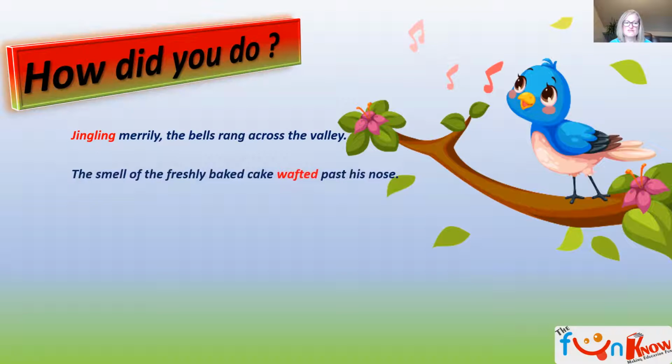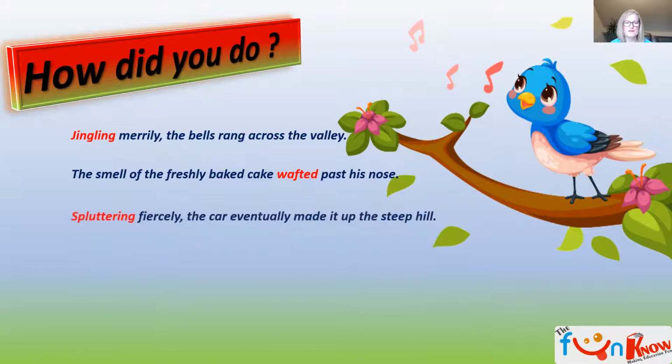Number 2, the smell of freshly baked cake wafted past his nose. That's the onomatopoeic word. Number 3, spluttering fiercely. The car eventually made it up the steep hill. Spluttering is the onomatopoeic word. And for number 4, Amma gasped. That's the onomatopoeic word.